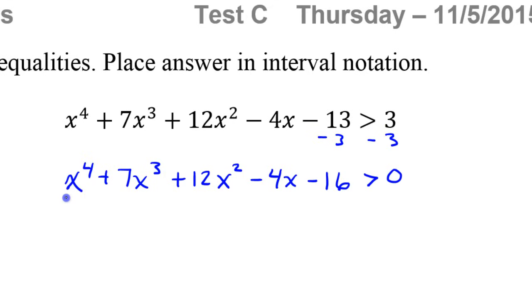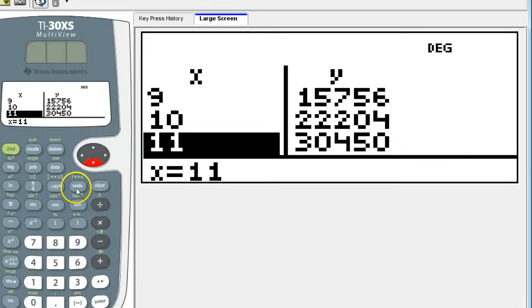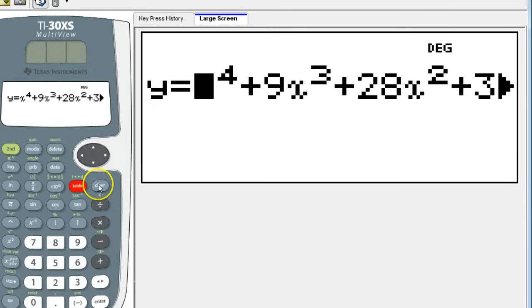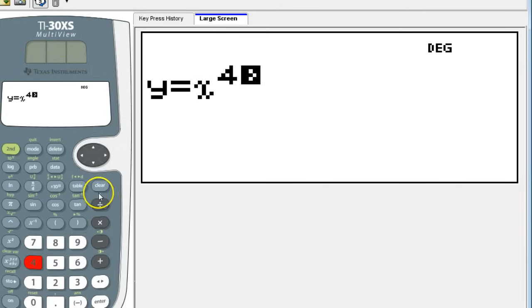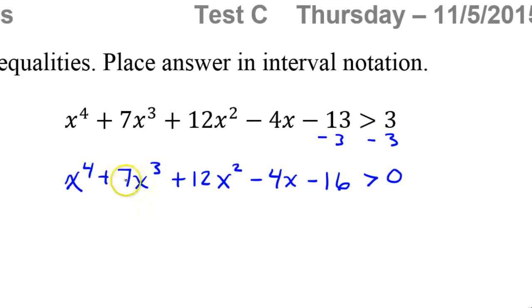Now, I need the zeros of this polynomial. I need the x-intercepts so I can do a nice little graph. Let's put this in the calculator and see how many zeros we can come up with using our TI-30 XS multi-view. So we hit the table button on the calculator. Just going to clear that out and start typing. So x to the 4th power plus 7x to the 3rd power.